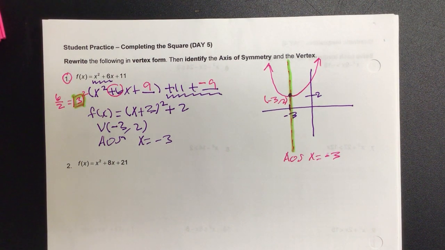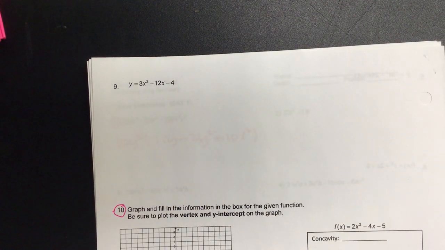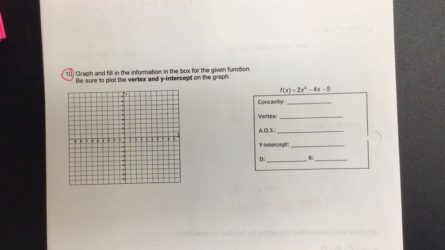Good? So let's go on to number 10. Yep. Cody, let's read number 10, please. After filling in information in the box for this function, be sure to plot the vertex and y-intercept on the graph. Okay, the only awkward thing about this one is the fact that we have a number in front of the x squared.